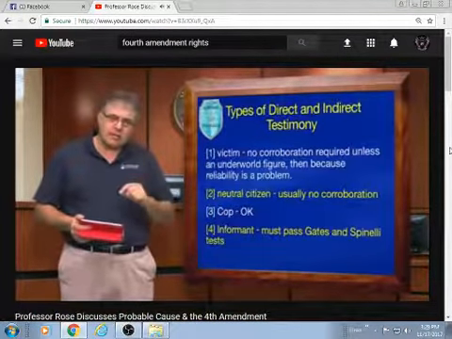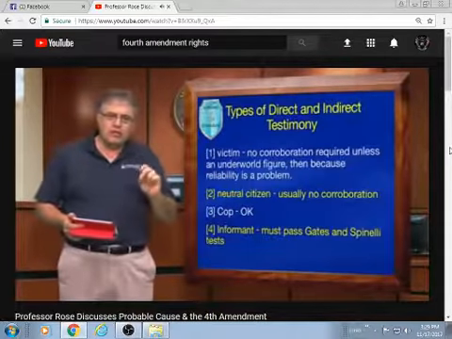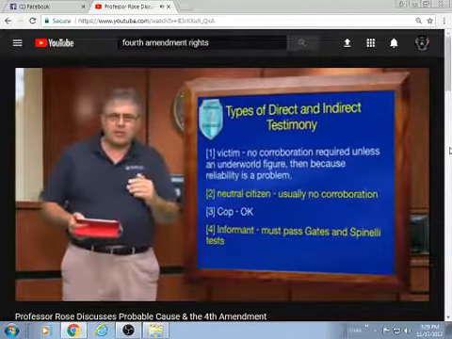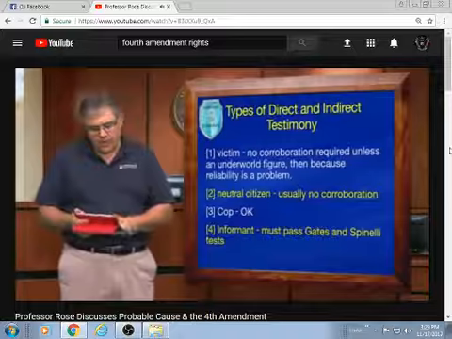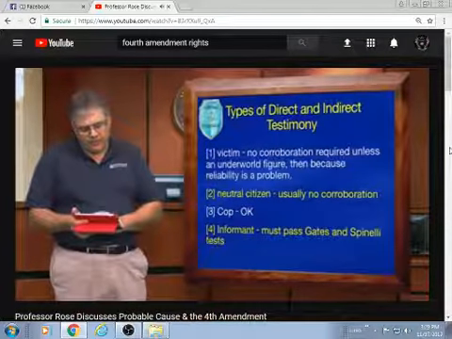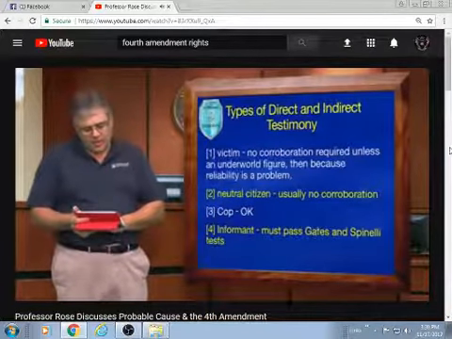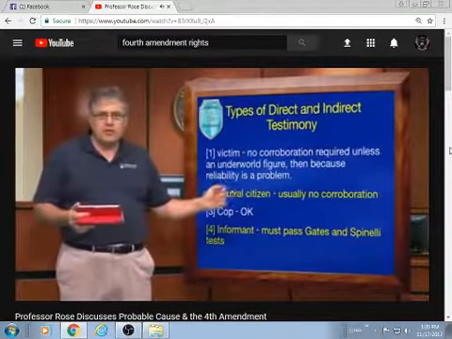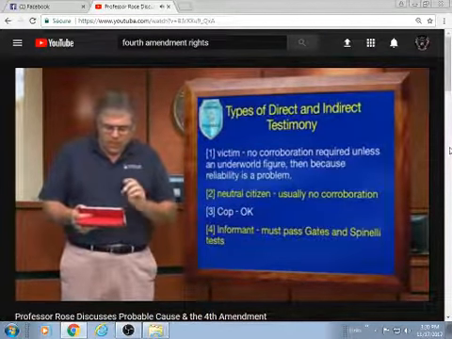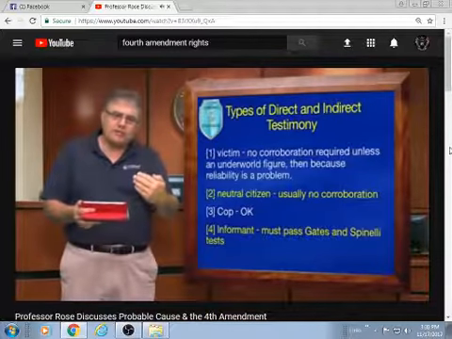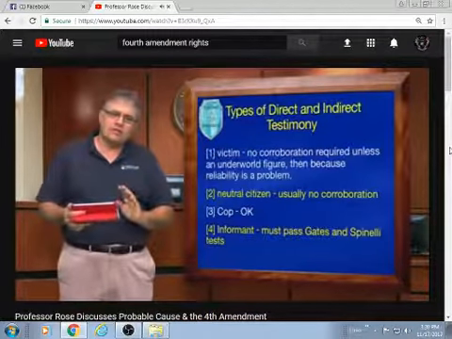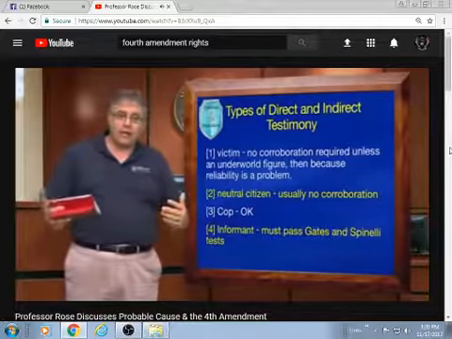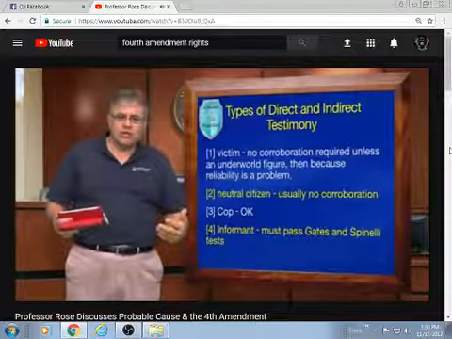Now, I mentioned in that slide up here indirect testimony and direct testimony. This slide talks about the different types of direct and indirect testimony. I want you to look at these four categories. They're important because different categories have a different impact on how the court is going to consider the probable cause that comes from them.